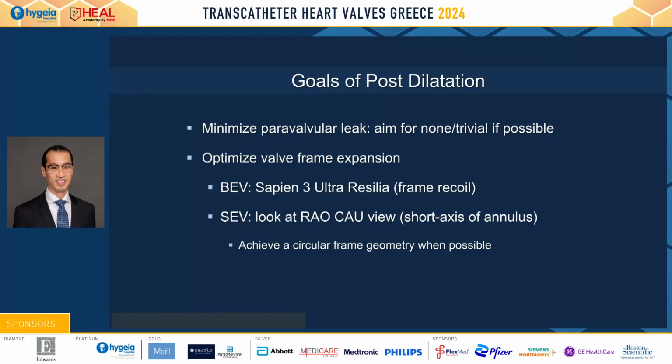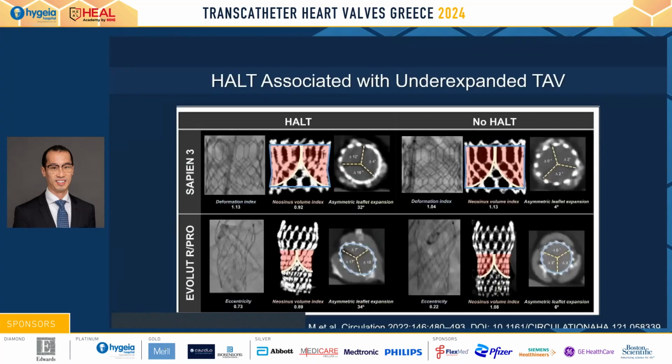The other reason to post-dilate would be to optimize valve frame expansion. In balloon expandable valves, we have seen recoil during expansion, such as the HYGEIA, or in self-expanding valves, looking at the RAO caudal projection and the short axis of the annulus, such that you try to achieve a more circular geometry whenever possible.